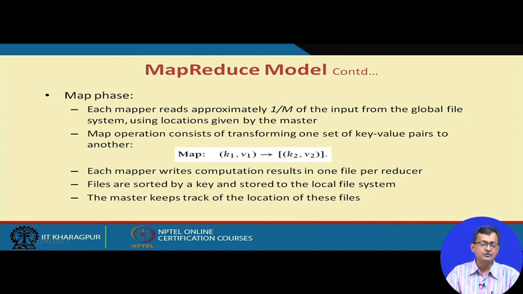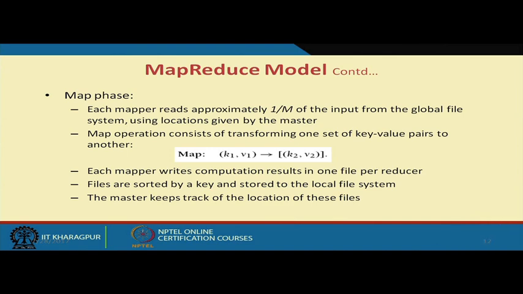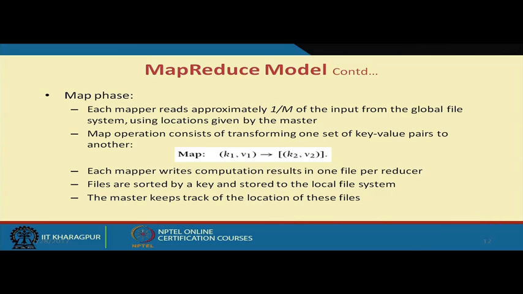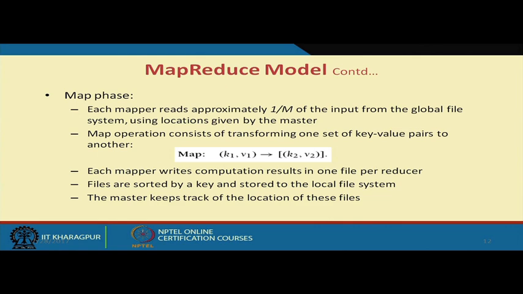So, the MapReduce phase. If we look at the map phase, each mapper reads approximately 1 by M of the input from the global file. So, it is not the whole data D, but a chunk of the data that is read. The map operation consists of transforming one set of key value pairs to another set of key value pairs. So, map takes (k1, v1) to (k2, v2), right.